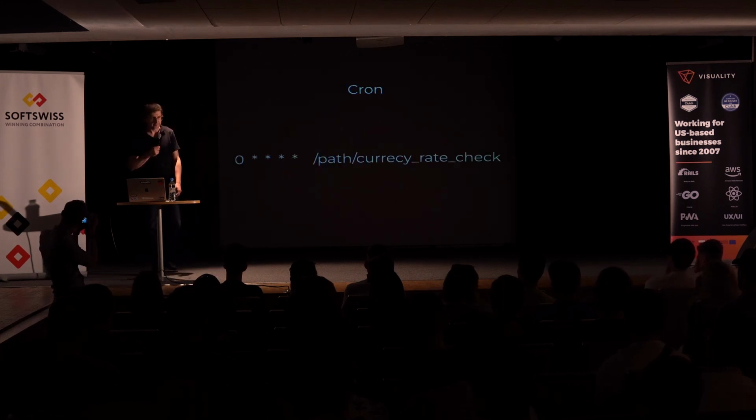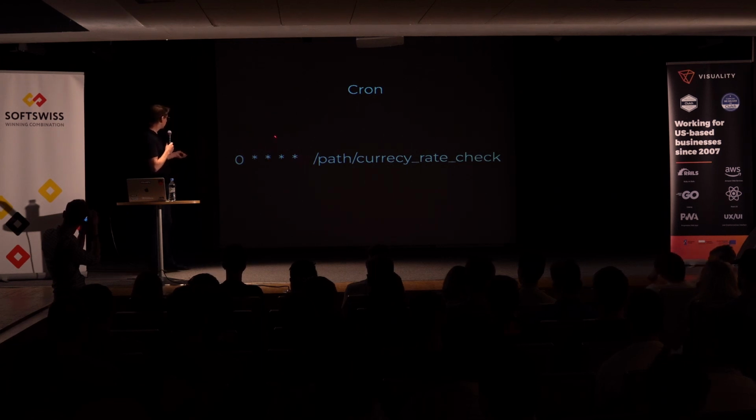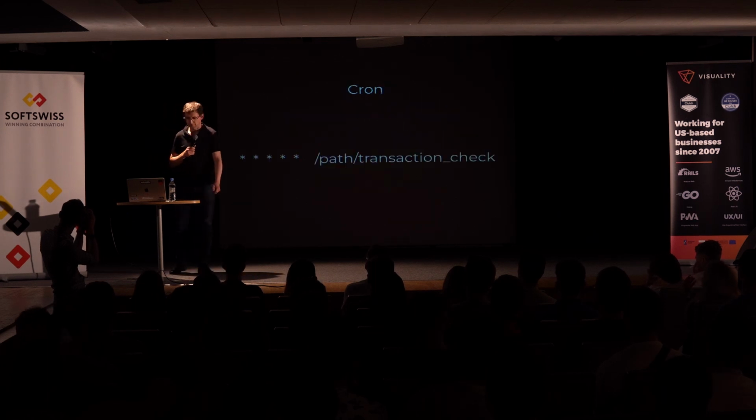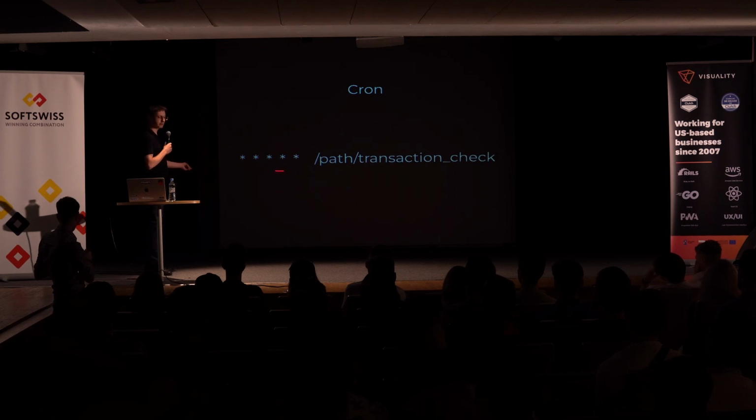That's also as simple as the previous example. We just have to alter our time definition. So we will perform this shell script every hour at 0 minutes. It gets better soon. So how to check something, let's say a transaction state, once a minute? Well, there is a cron definition for that, like every minute of every day of every hour.